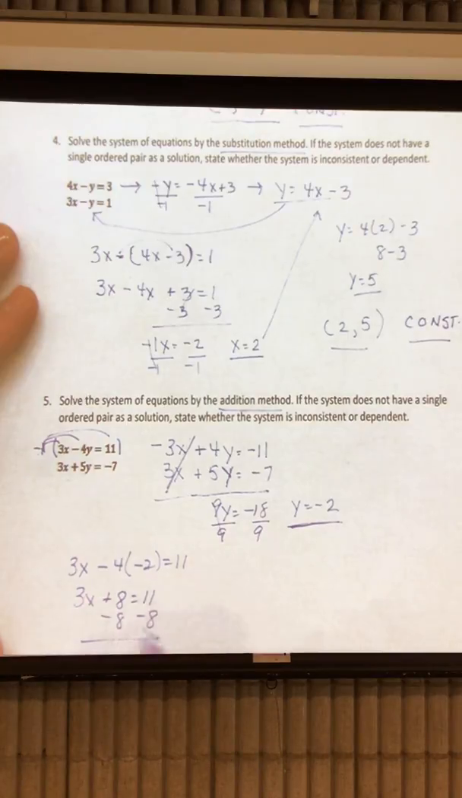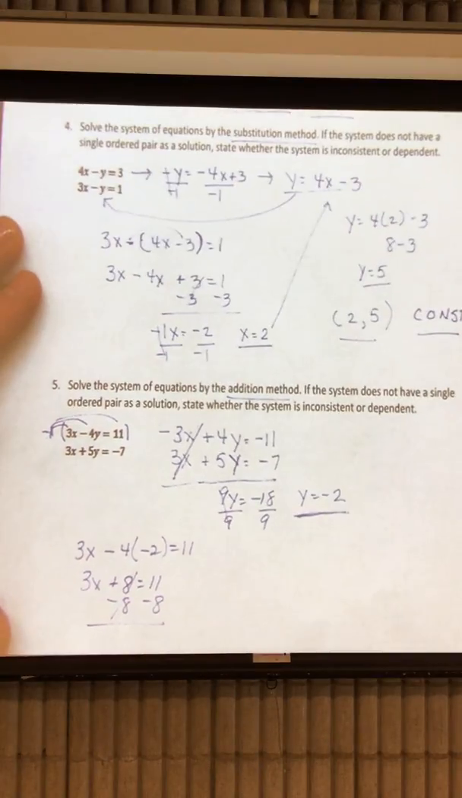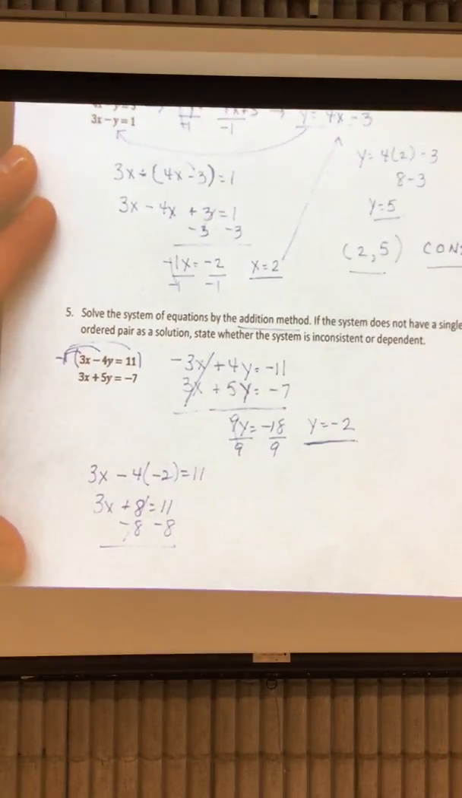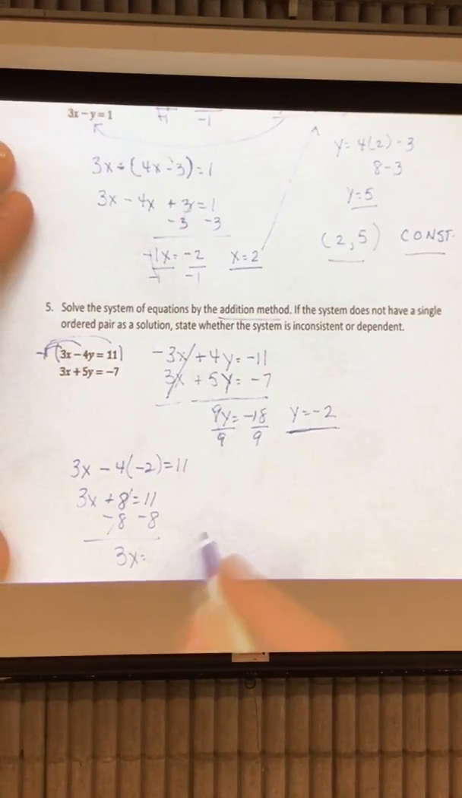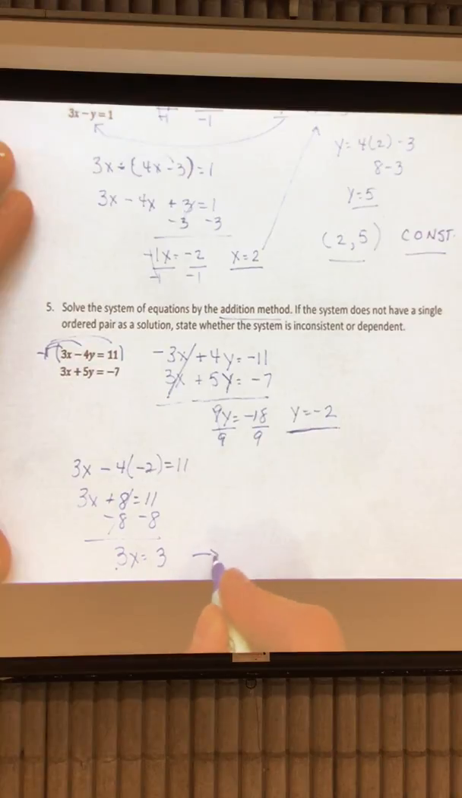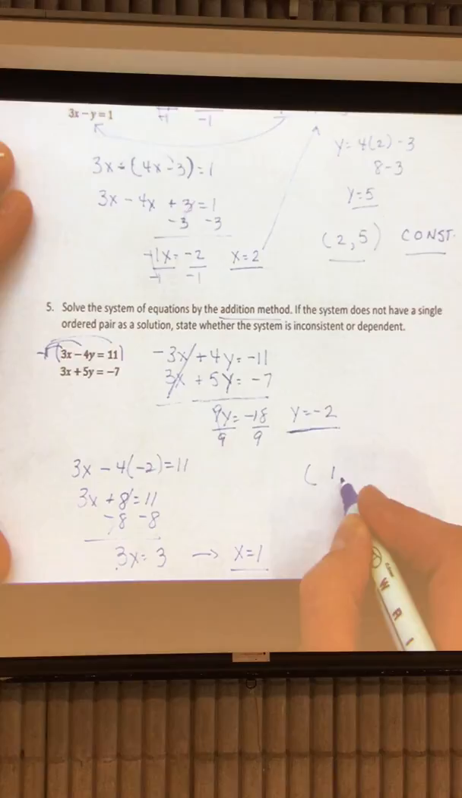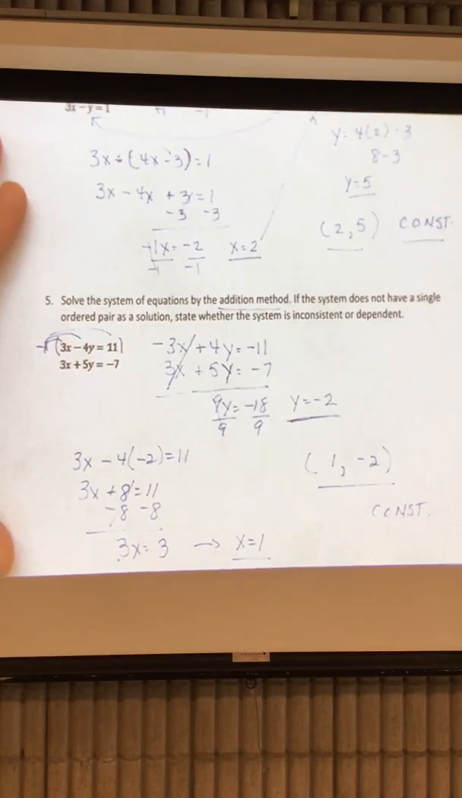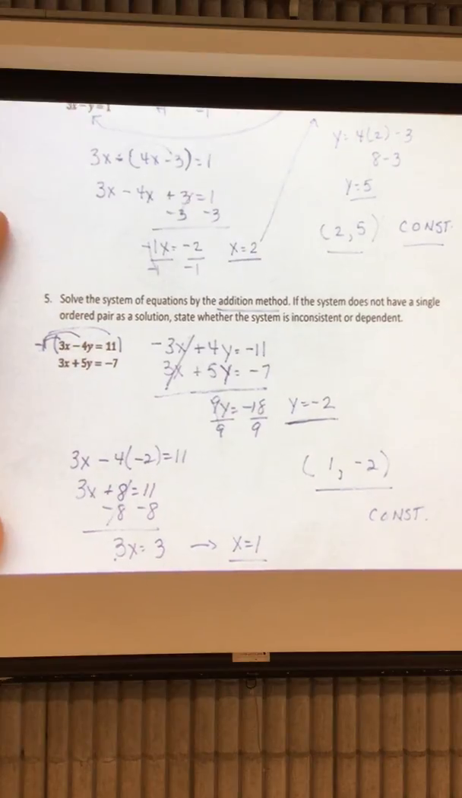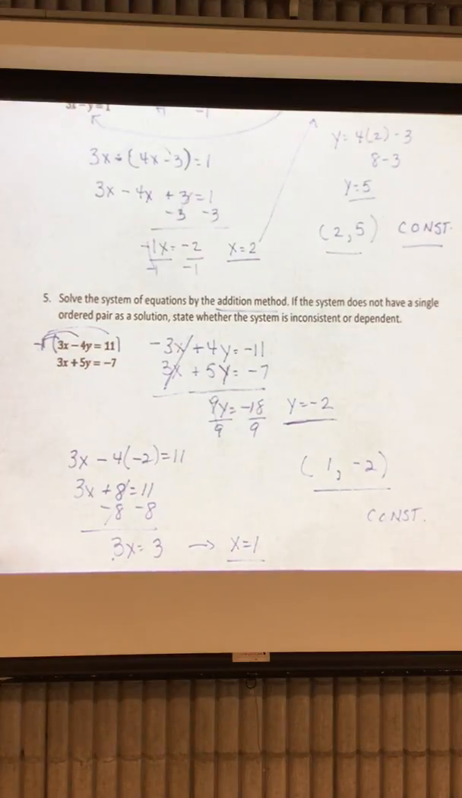Solving for x, we want to subtract 8 from both sides. So we have 3x is equal to 11 minus 8, which is 3. Divide both sides by 3. We have x is equal to 1. Therefore, our solution is (1, -2), which means that is the point of intersection. Therefore, the system is consistent. Now we will stop here in number 5, and we will continue with number 6.